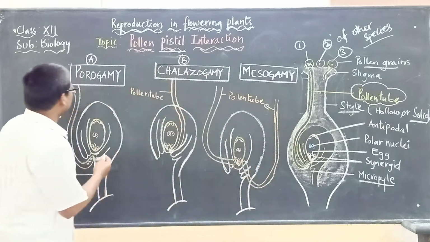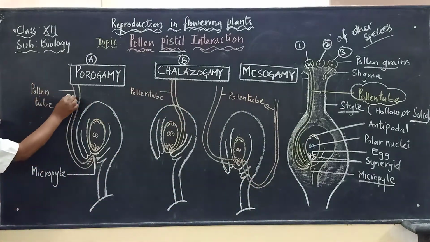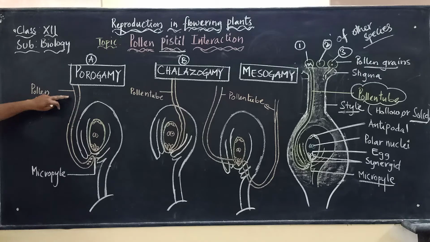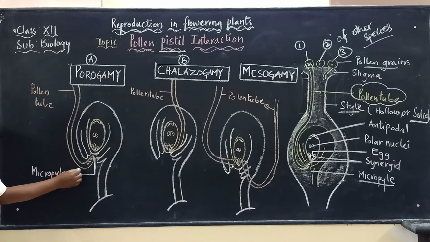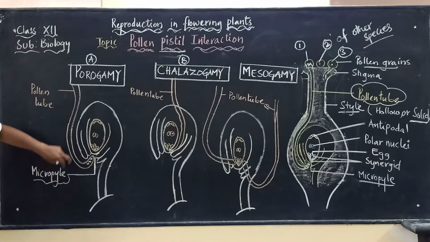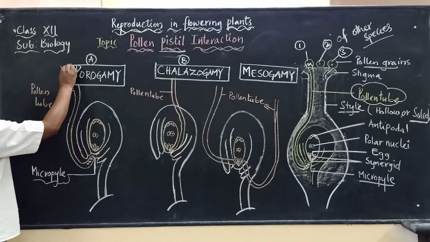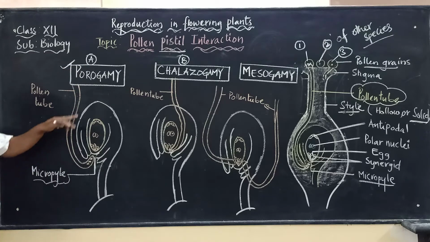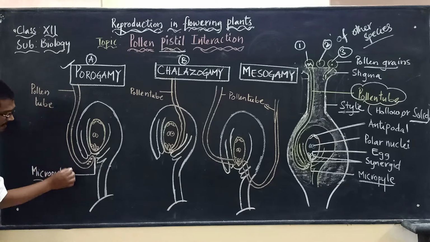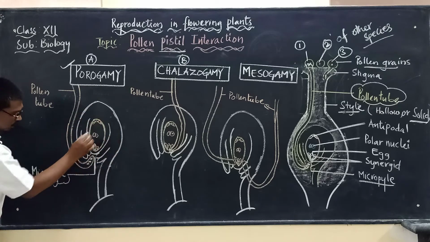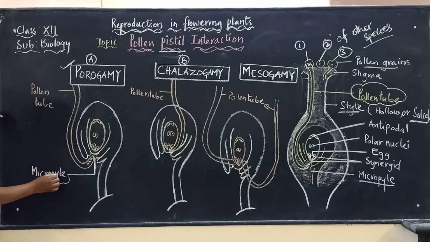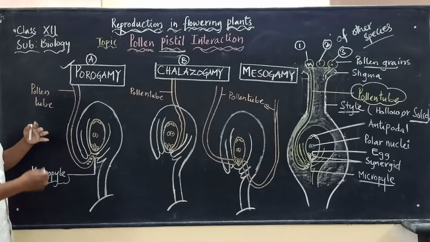So we can see here that when the pollen tube enters into the ovule through the micropyle region, we call it porogamy. So what is porogamy? When the pollen tube is entering into the ovule through the micropyle region, we are calling it porogamy. This is a common one.